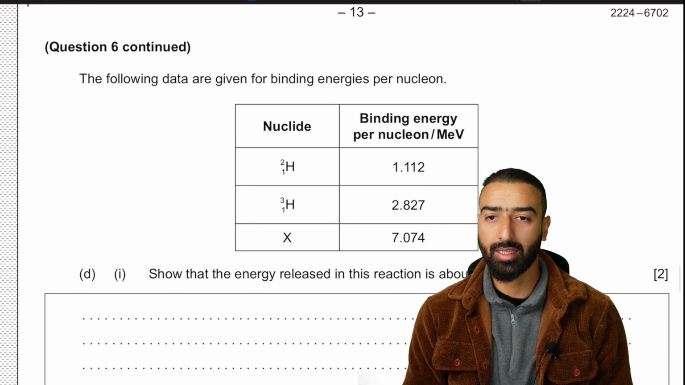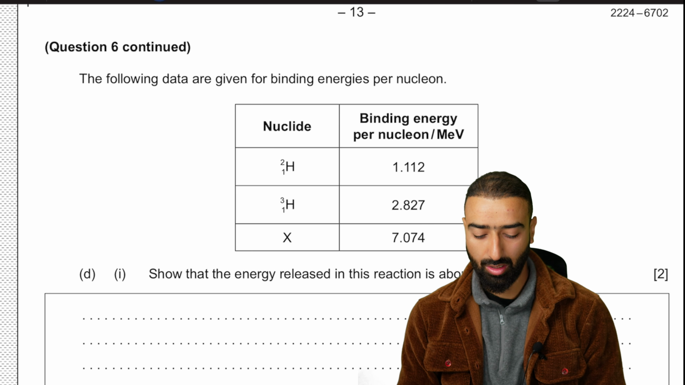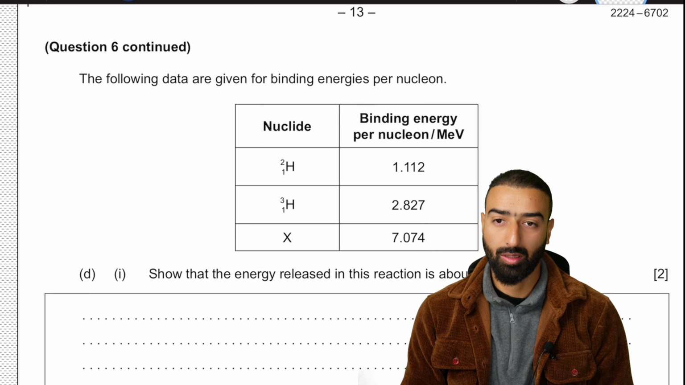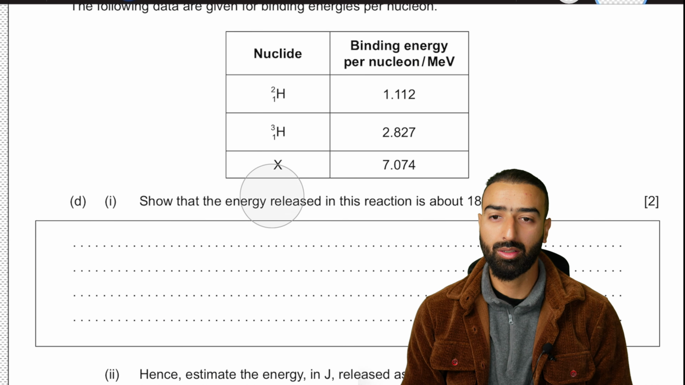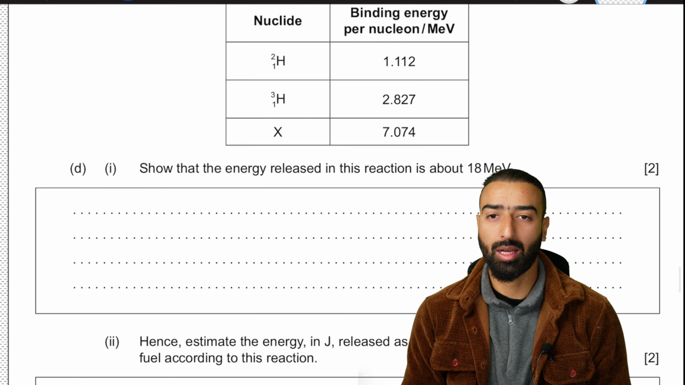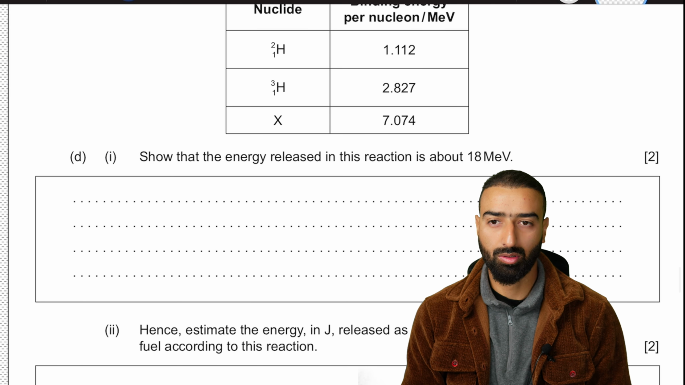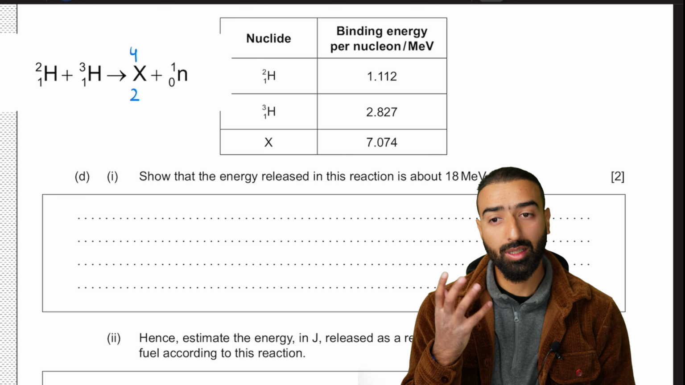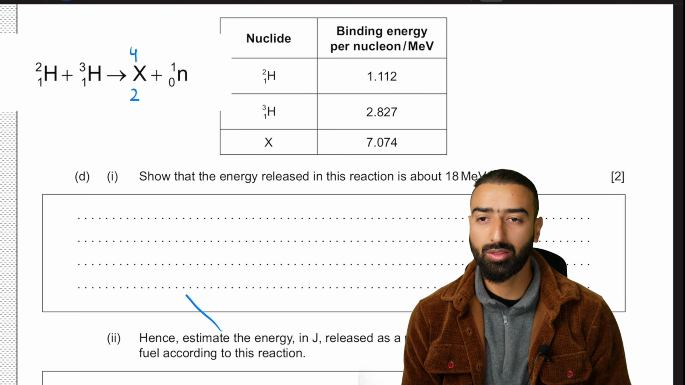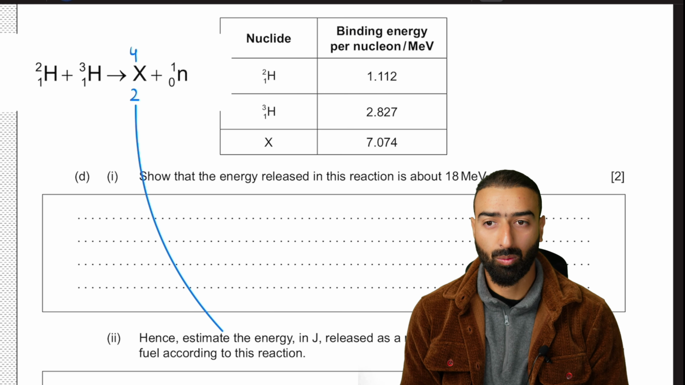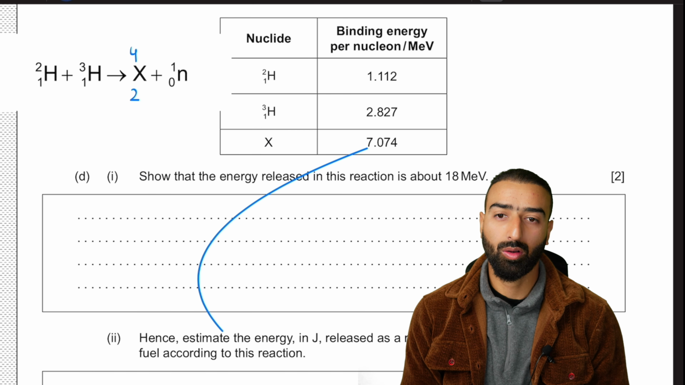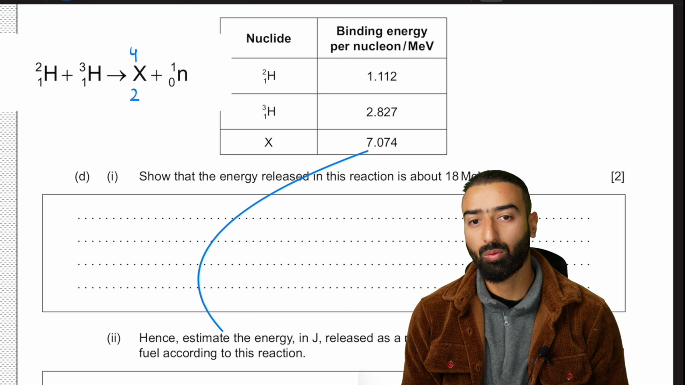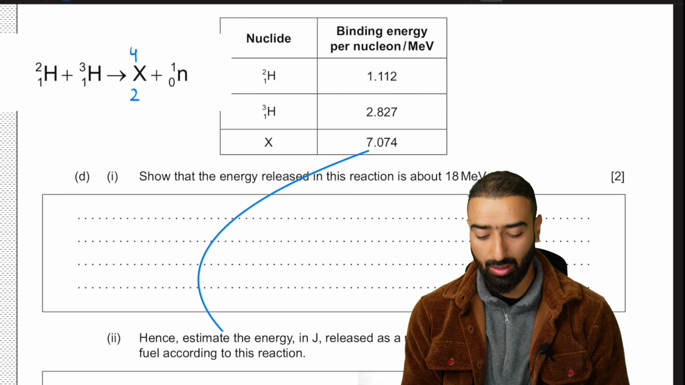The following data are given for binding energies per nucleon. We have the binding energy for deuterium, for tritium, and for the helium nucleus. Show that the energy released in the reaction is about 18 mega electron volts. To figure out the energy released in this reaction, let's focus on X for a while. It has 4 nucleons. For every nucleon, about 7 mega electron volts of energy is released.